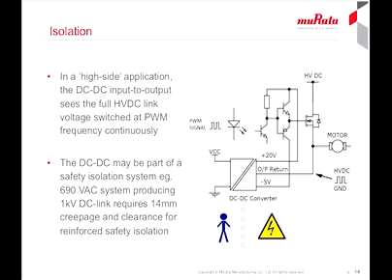Sometimes there are several isolation barriers in series providing the equivalent of the reinforced rating. In this case, the DC-DC may only need an intermediate rating of isolation, perhaps basic rating. But this all depends on the power system architecture and needs to be looked at case by case.